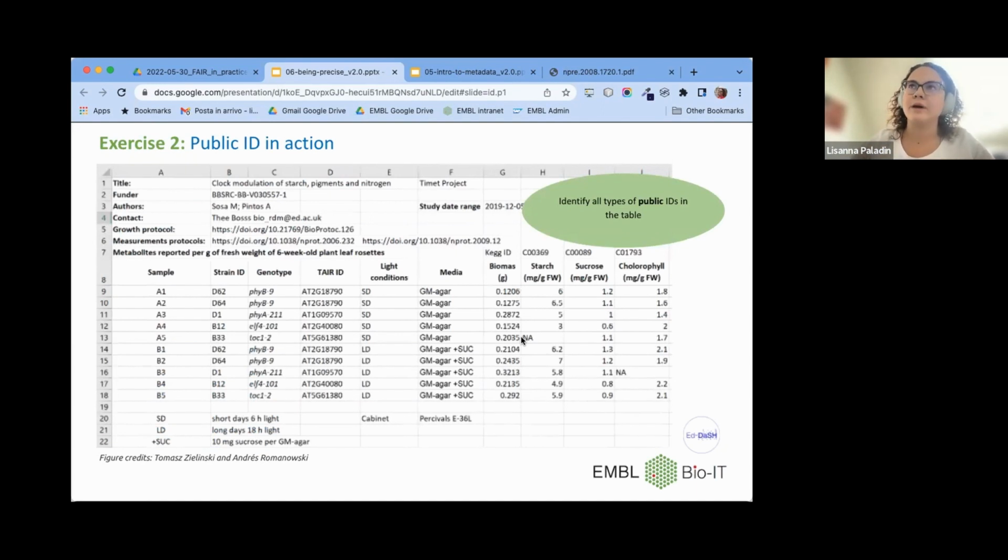But first, we're going to go back to our table and identify all types of public IDs in the table. So this is exercise 2. It's already linked in the pad. And we can probably go back to breakout rooms to do this.